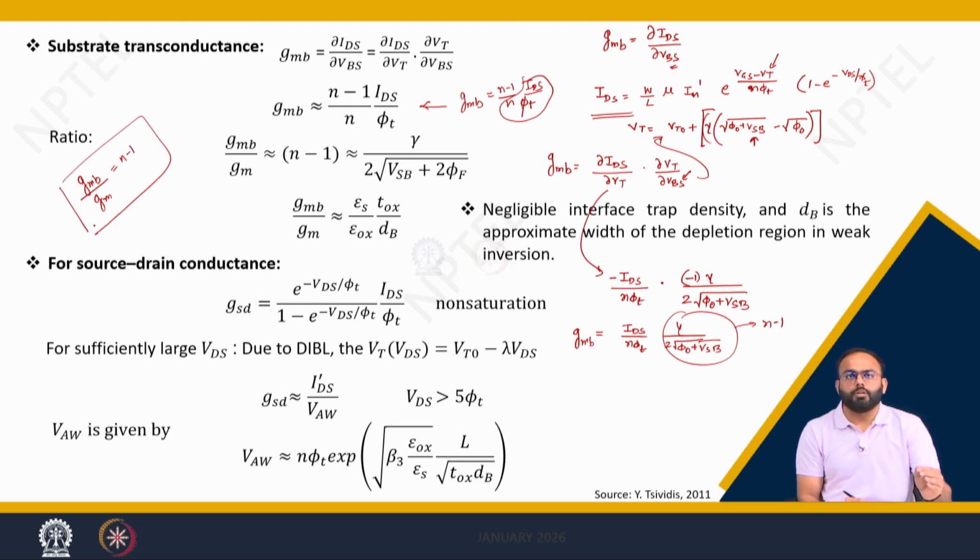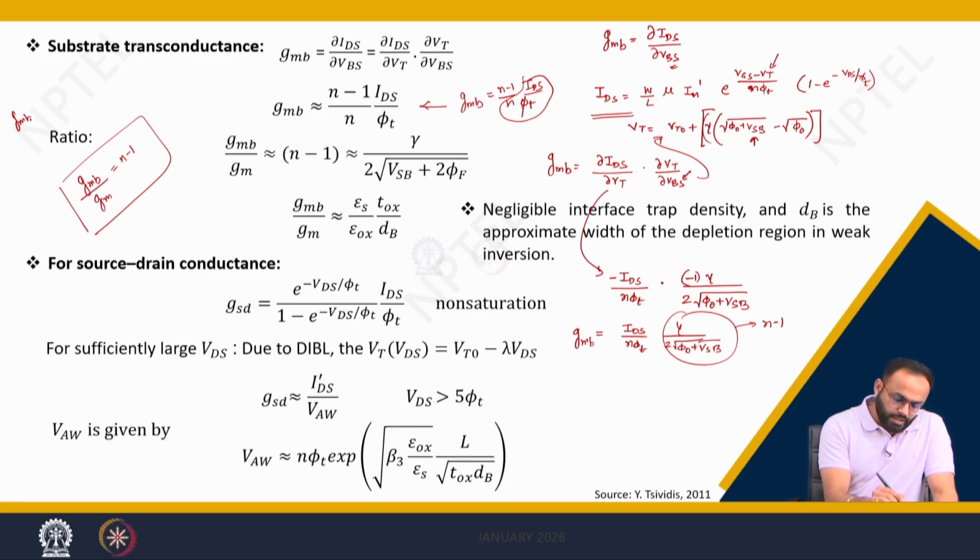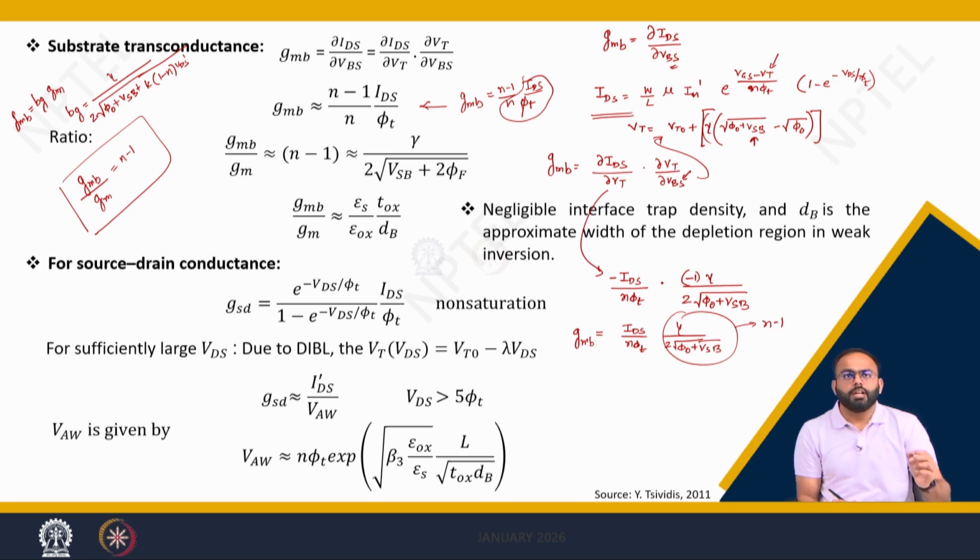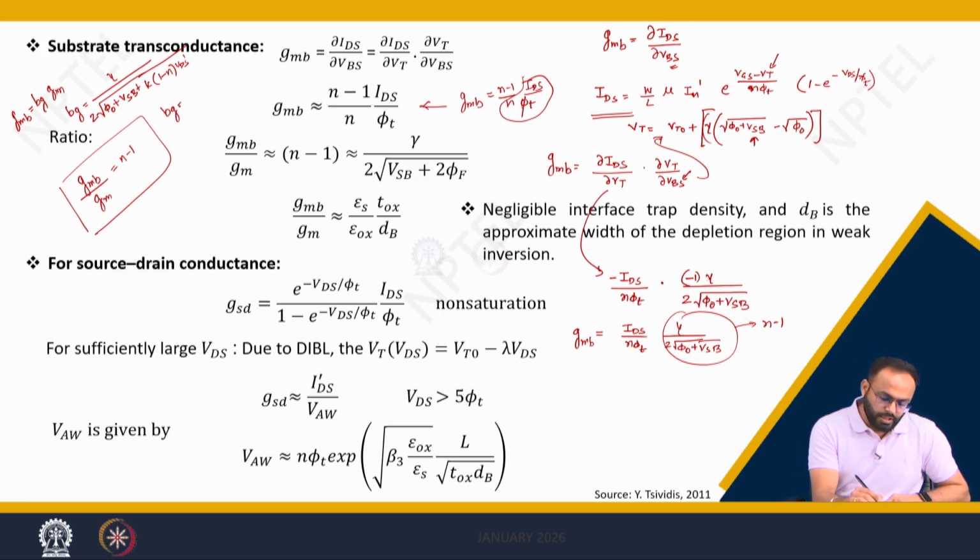This is the same expression that we obtained when we were discussing strong inversion. What we said there was GMB equals BG times GM, where BG was given as gamma divided by the square root of phi naught plus VSB plus some k times 1 minus eta into VDS dash. And we said that when you consider VG and VDS very small, then this BG is nothing but gamma divided by 2 times the square root of phi naught plus VSB, which is nothing but n minus 1.